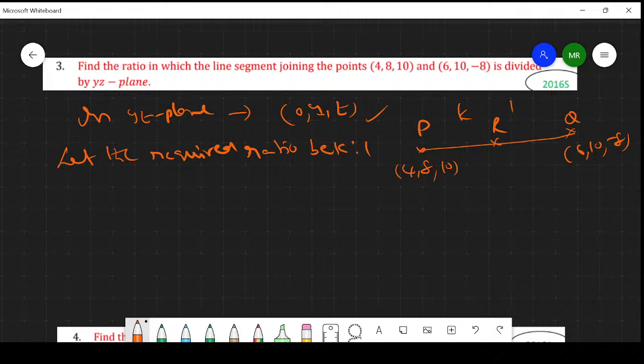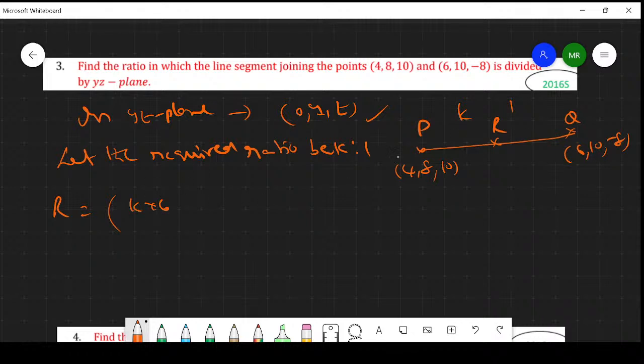Using the section formula, I can find the point R. R divides PQ in the ratio k is to 1. Now let it be R. You draw this figure. This point R lies in the YZ plane. Now how to find this point R using the ratio? Section formula, k into 6, you can see here.